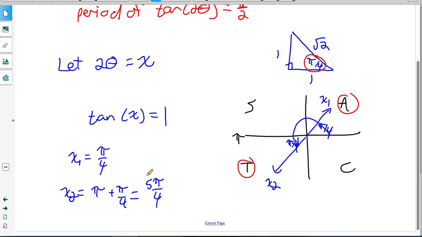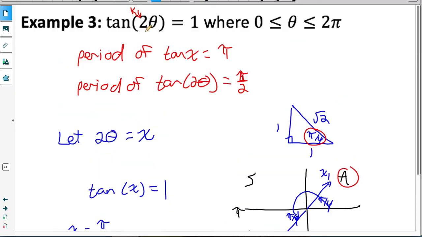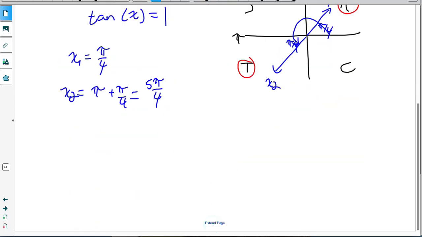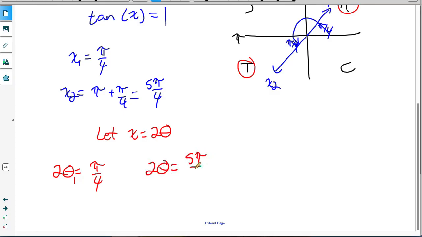And keep in mind, to get these two angles in this equation, I have to figure out, well, what angle do I double to get those? So sub them back into your let statement, and then we'll figure that out. So keep in mind, our let statement was let x equal 2 theta. So we had 2 theta equals pi over 4. That was one of our answers for x. And we also would get 2 theta equals 5 pi over 4. That's another one of our answers for x.